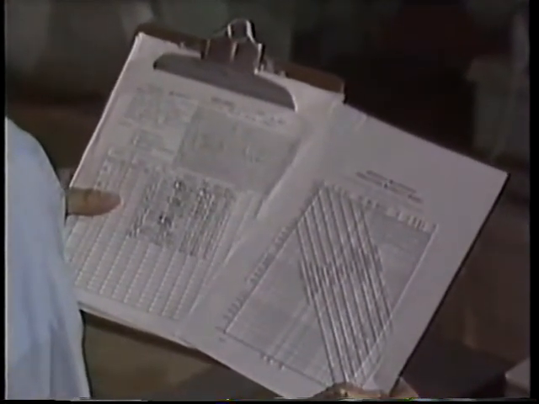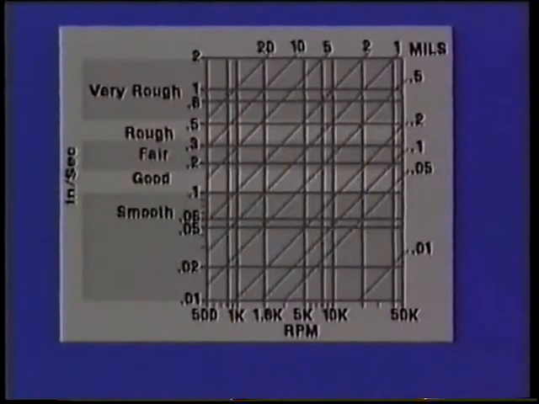One way to evaluate vibration readings is to use a severity chart. This shows a typical severity chart. It's been simplified somewhat so that you can read it more clearly.